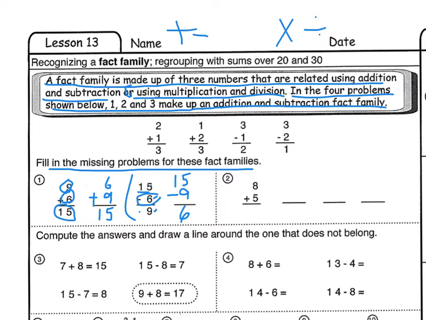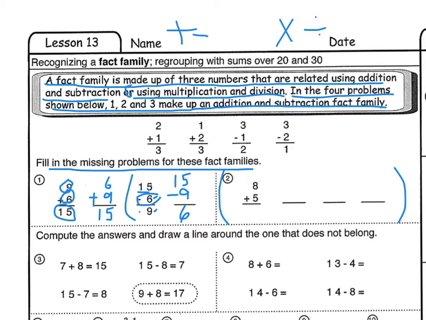All right, you go ahead and try number 2 on your own. See if you can do all four of these problems with the answers. You're going to have 2 addition and 2 subtraction problems, and they have to use the same three numbers for all the problems. Pause the video, try that on your own, and then turn it back on.